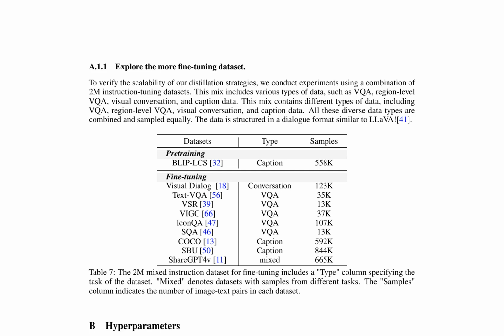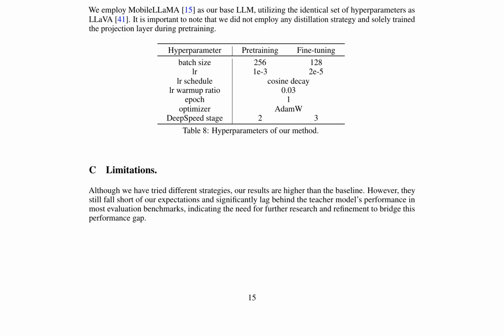MobileLLaMA is employed as the base large language model, LLM, utilizing the same set of hyperparameters as LLaVA. Notably, no distillation strategy was employed, and only the projection layer was trained during pre-training. The results, although higher than the baseline, still fall short of expectations and lag behind the teacher model's performance in most evaluation benchmarks. This highlights the need for further research and refinement to bridge the performance gap.